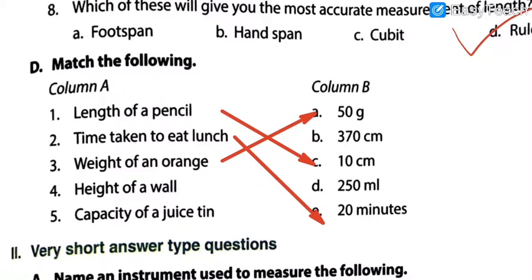Okay. Height of a wall. Height can be measured in the milliliter or in the centimeter. You will say that, sir, very easy, in centimeter obviously. So height of the wall can be 370 centimeter, like the length of the pencil was 10 centimeter. And the last one to be matched with this one obviously, capacity of the juice tin, 250 milliliter.